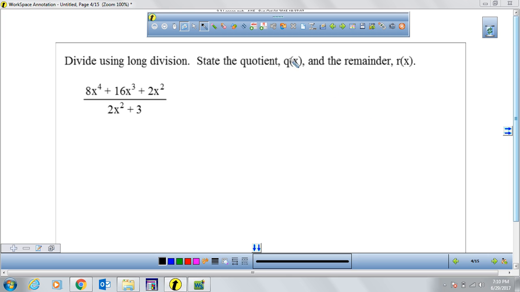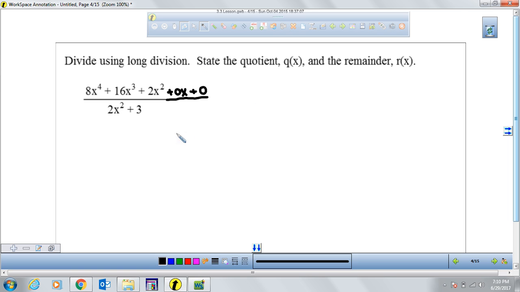To divide polynomials using the process of long division, there are two things we have to keep in mind. Number one is that the polynomial must be written in descending order of the powers, and rule number two is that the polynomial must contain all the powers of x from the highest to the smallest. In this polynomial, 8x to the fourth power plus 16x cubed plus 2x to the second, we are missing a couple of powers. This polynomial doesn't have an x, so we have to add a 0x, and it doesn't have a constant, so we have to add the constant.